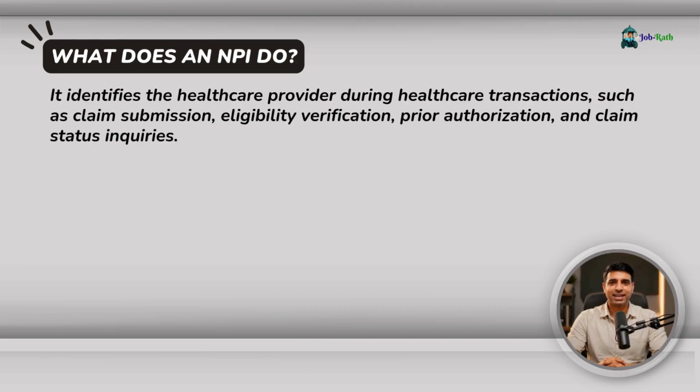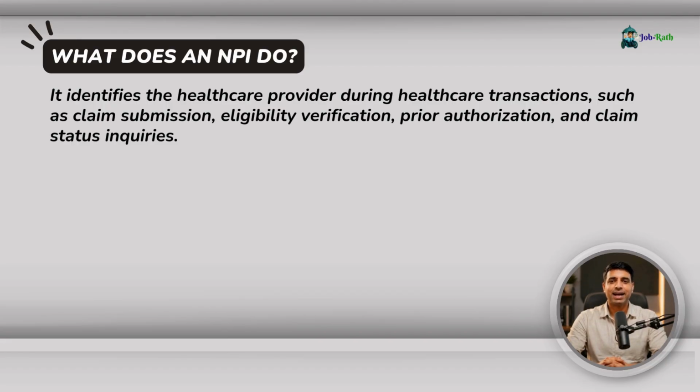The job of an NPI is very simple. It identifies the healthcare provider during healthcare transactions such as claim submission, eligibility verification, prior authorization, and claim status inquiries. Think of it like this. Imagine there is a doctor named Dr. Smith who treats a patient. Now, here's the question. There may be hundreds or even thousands of doctors in the United States with the same name. So, how does Medicare or an insurance company know which Dr. Smith actually treated the patient? That's where the NPI comes in.